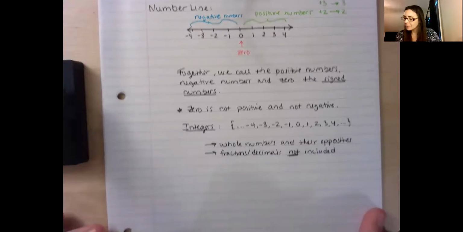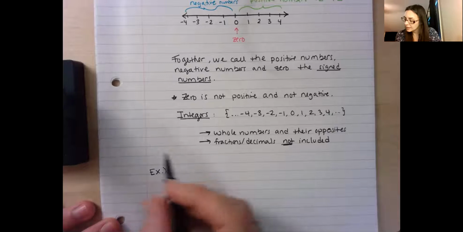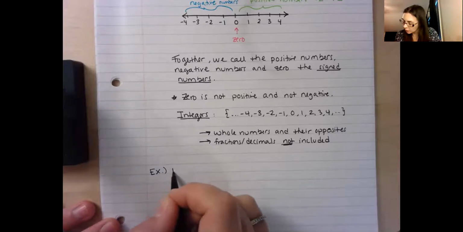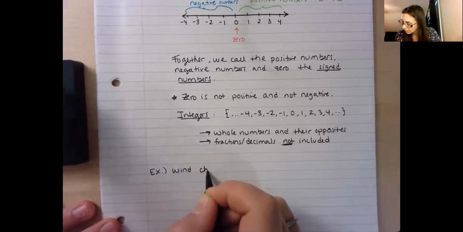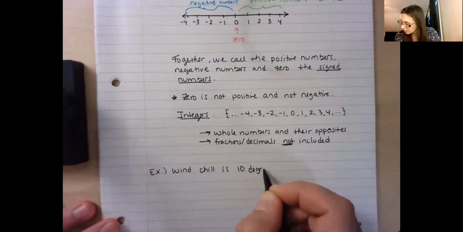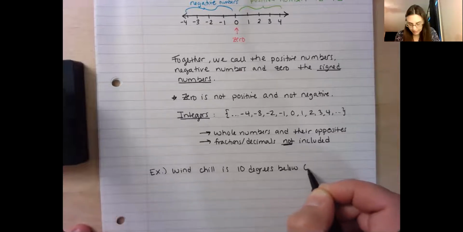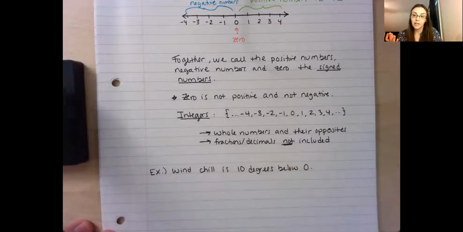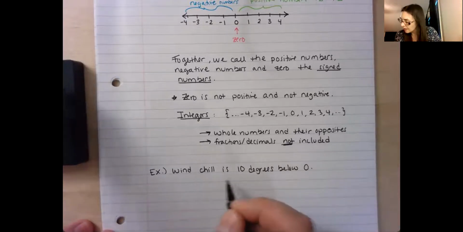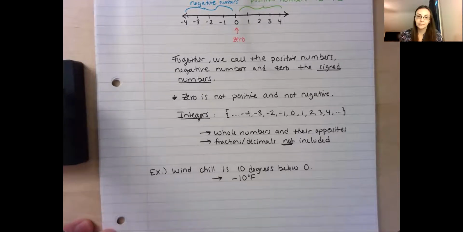Now, there are lots of applications of signed numbers. So for instance, I could say that the temperature, or let's say the wind chill, is 10 degrees below 0. And assuming we're in Fahrenheit here, we could express that value then as negative 10 degrees Fahrenheit.